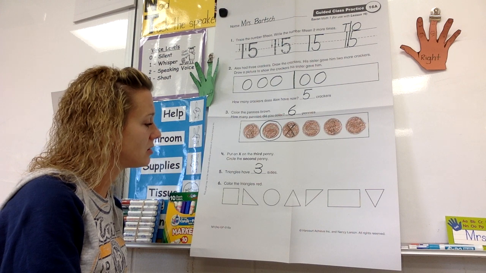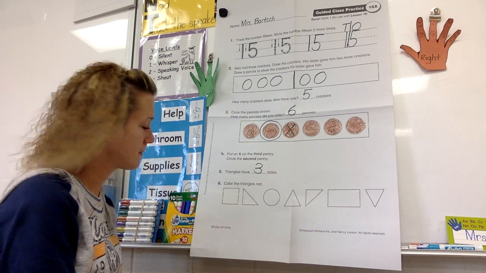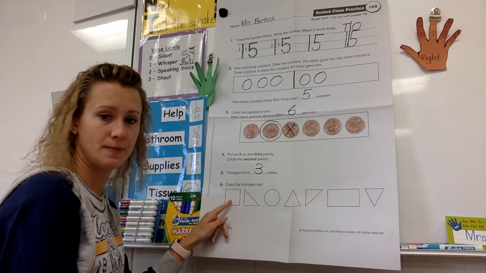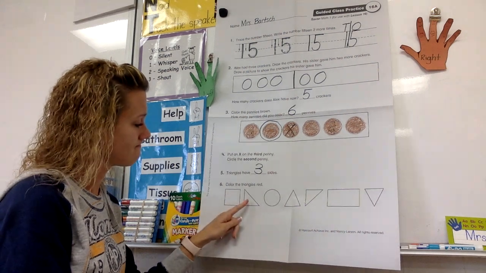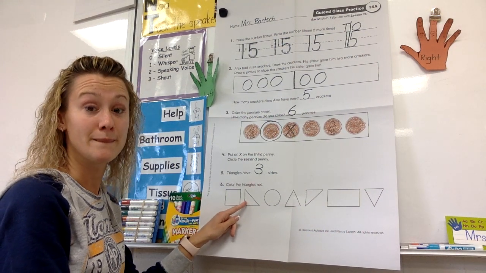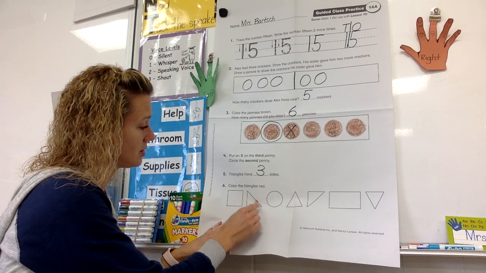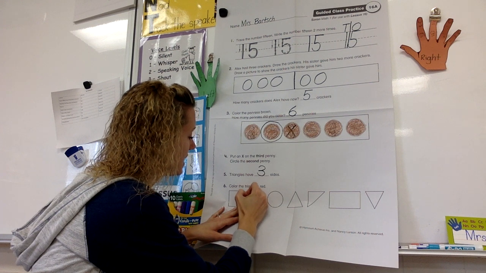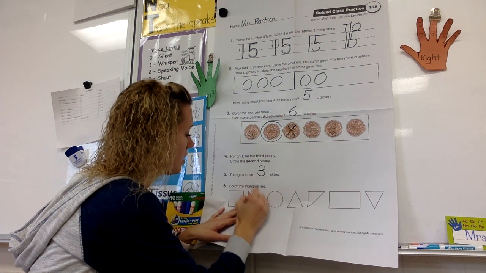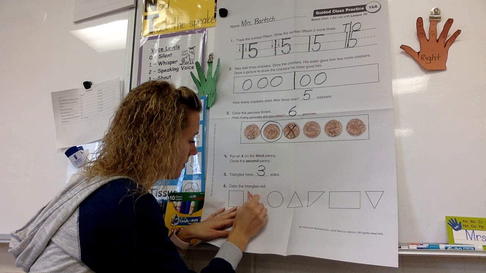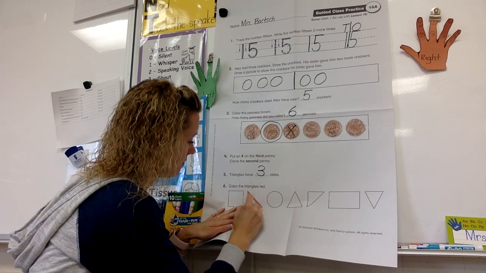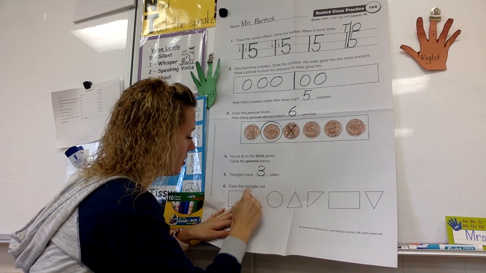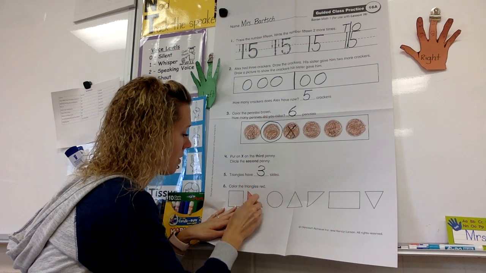It says color the triangles red. So where do you see a triangle? I'm going to start over here like we're doing first, second, third, fourth. Is this a triangle? That's a square. Is this a triangle? It should have 3 sides. 1, 2, 3. Yep. Color that one red. Stay in the lines. You don't want to get color into the square. That would be a bummer. All right, you can keep your crayon in your hand. You don't have to park it.